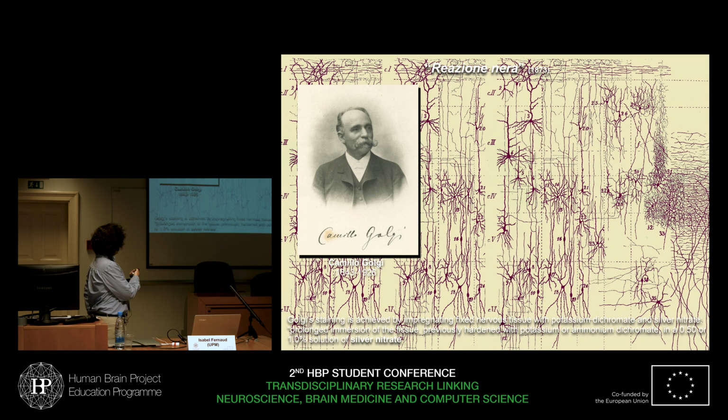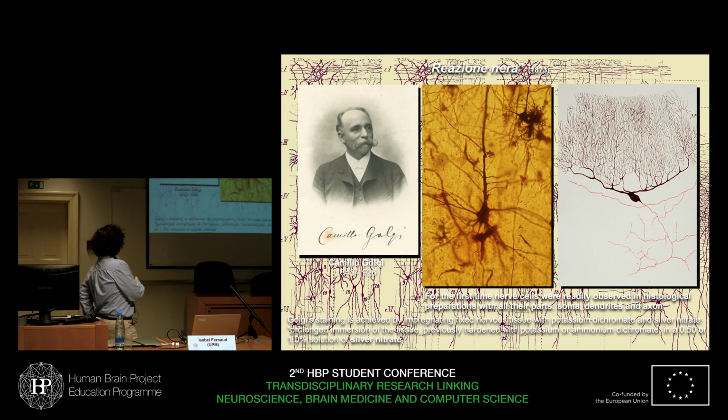It was not until 1873 that Camillo Golgi, well, the slides can be seen very well in this projector. They were very, very beautiful, but I don't know if you can see them. So Golgi discovered this staining method that he called reazione nera, that was very new at his time, because it was the first time that he could visualize the complete neuron with all the processes coming out from a soma. And it was the first time that a neuron could be drawn.